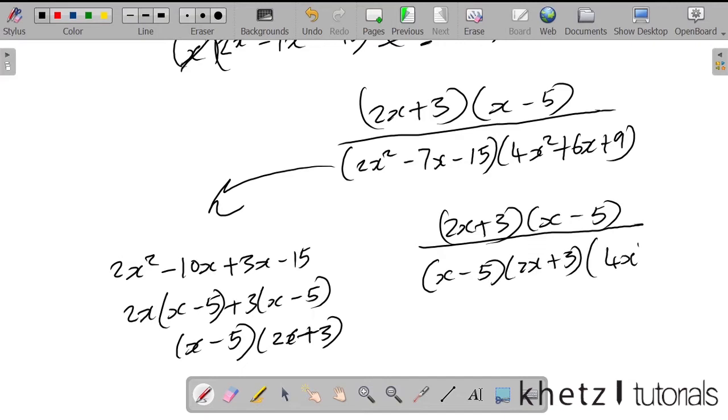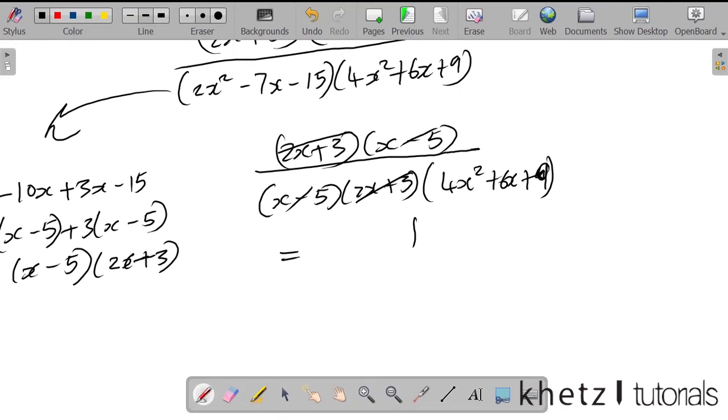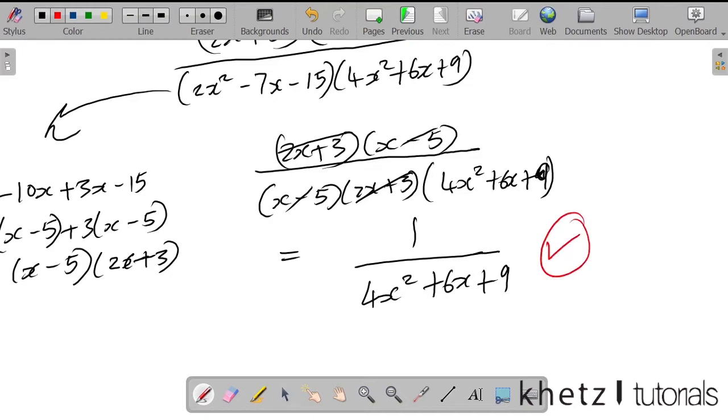Then you're going to have this other bracket of the quadratic expression, which we haven't touched. Then you'll see that you have that and that at the top and bottom, which means our final answer should be 1 divided by 4x squared plus 6x plus 9. And that is your final answer after simplifying your original expression. So that is basically what we have in terms of simplification.